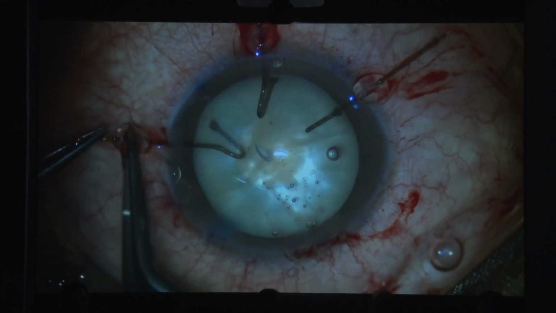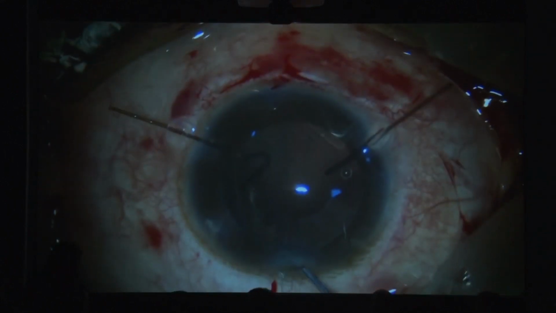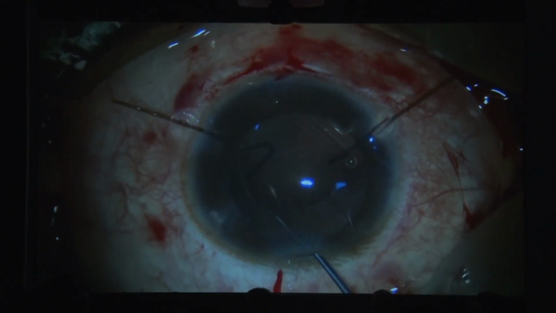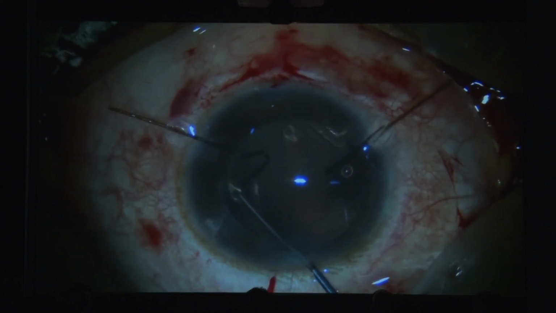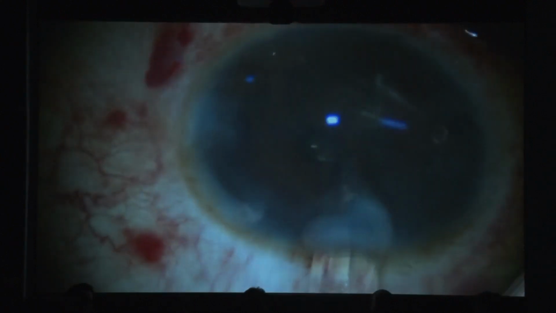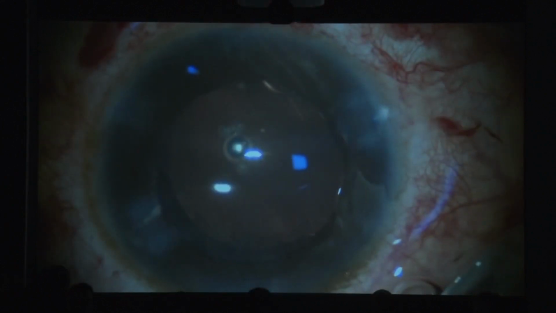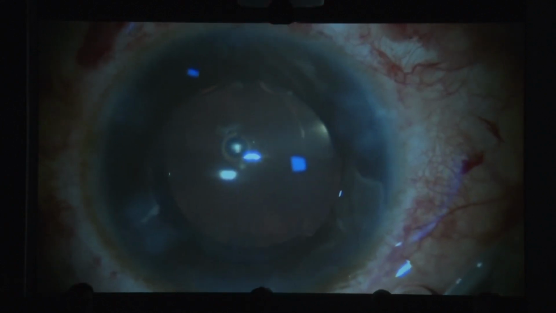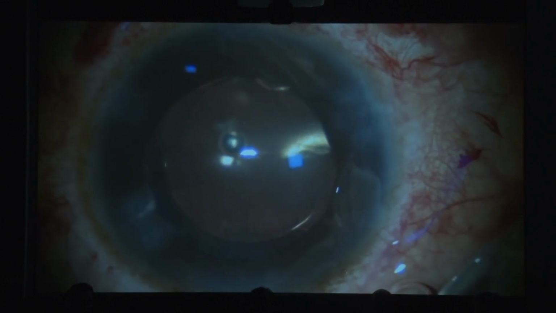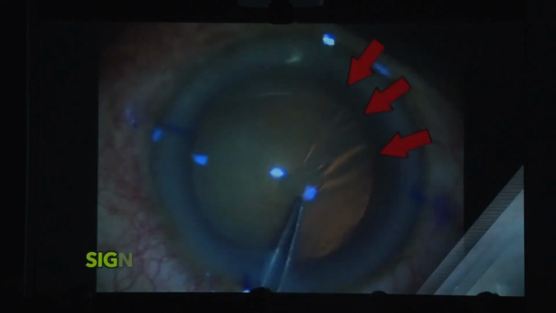Deploy the capsular hooks, engage the Siones. These are the lifeboats which are worth every penny. Try best to salvage an intact capsule bag so that an IOL can be glided in the bag.